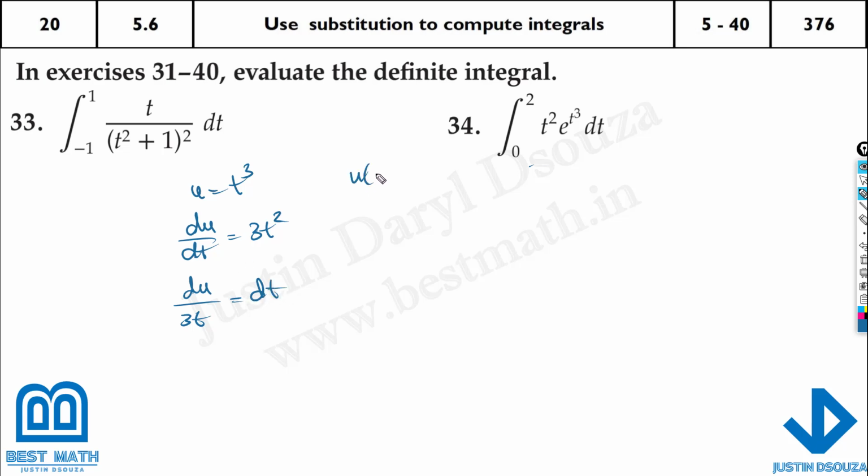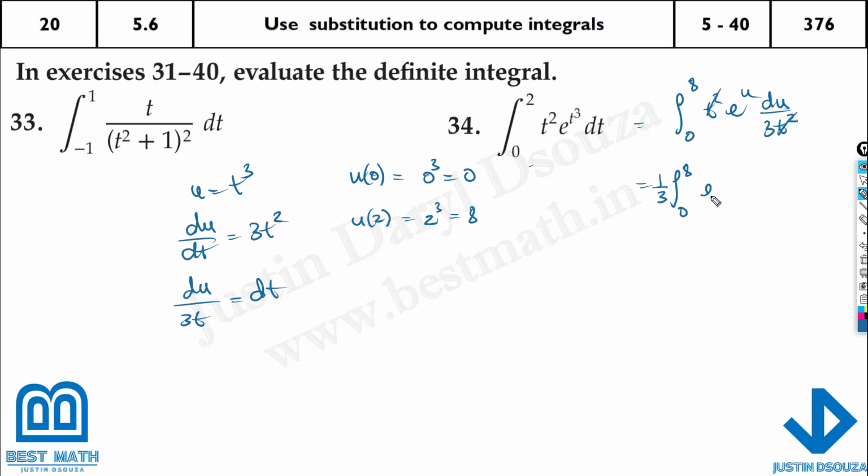It's not over. What is the lower limit? U of 0 will be 0 to the power 3, that is equal to 0. What about the upper limit? It's 2, so it'll be 2 to the power 3, it's 8. That's the answers. Now the value over here changes to 0 to 8 t squared e to the power u du by 3t squared. So this cancels off. What happens? 0 to 8 over here, it's 1/3. And then what we have is e to the power u du.